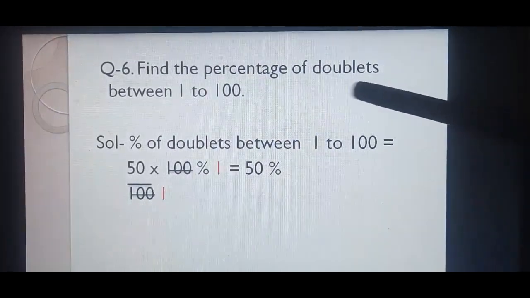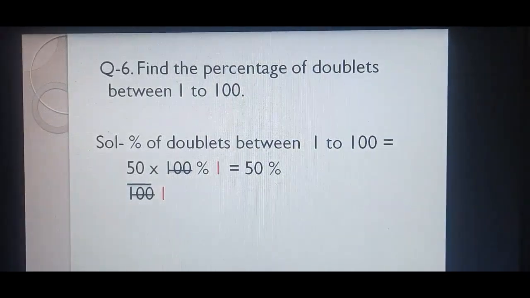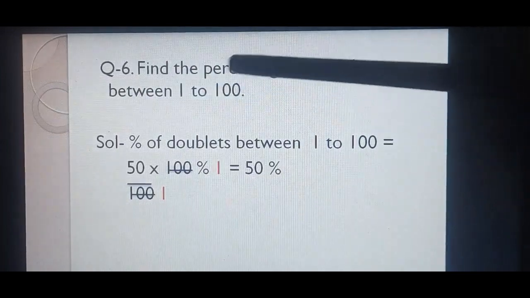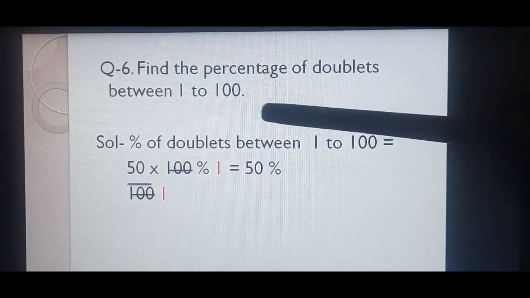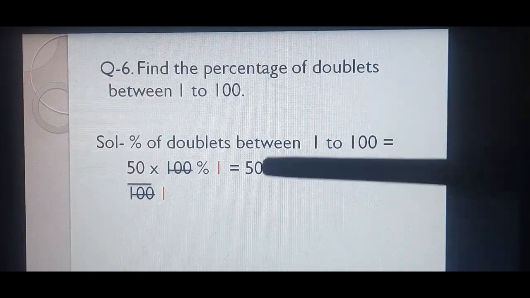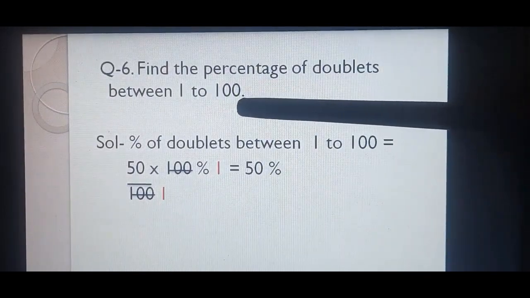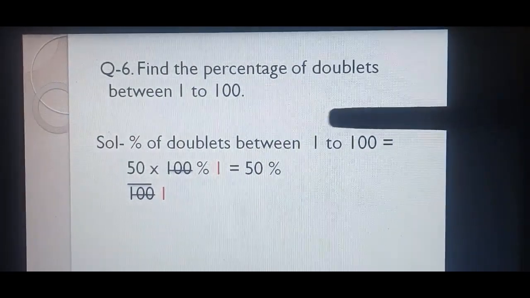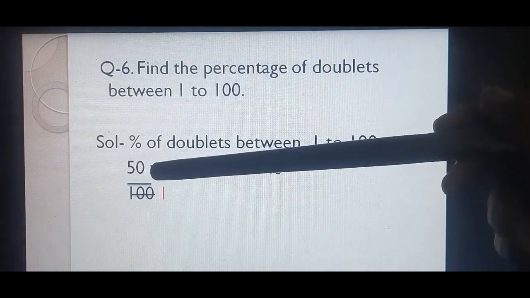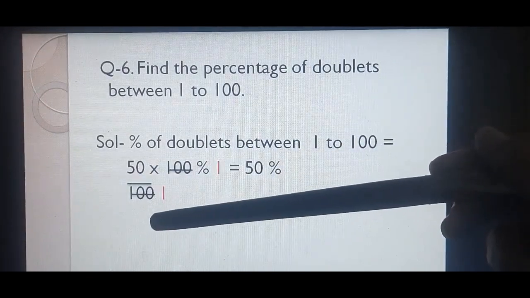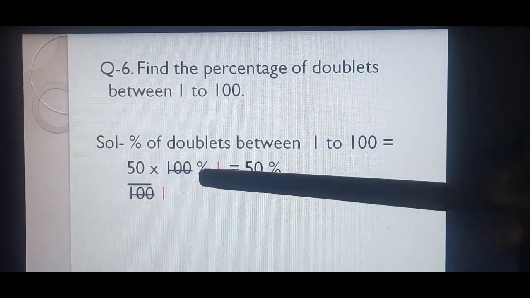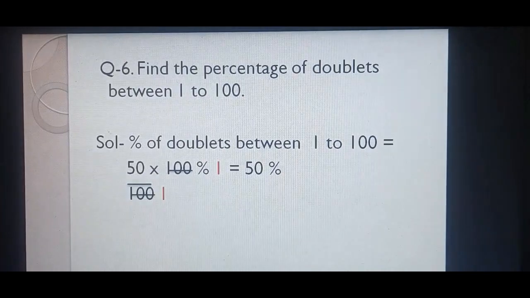Question number 6 of your worksheet. Find the percentage of doublets between 1 to 100. 1 to 100 के नंबर के डबलेट की परसेंटेज बतानी है. मीन्स अगर हम दो दो नंबर का पेयर बना दें, then we have to find out the percentage. 1 to 100 में कितने पेयर बन जाएंगे, कितने डबलेट्स बन जाएंगे? 50. So percentage of doublets between 1 to 100, 50 doublets upon total number 100, multiply by 100%. 100 ones are 100, so 50%. Find the percentage of doublets, that is 50%.